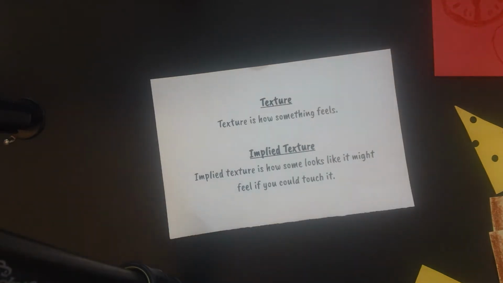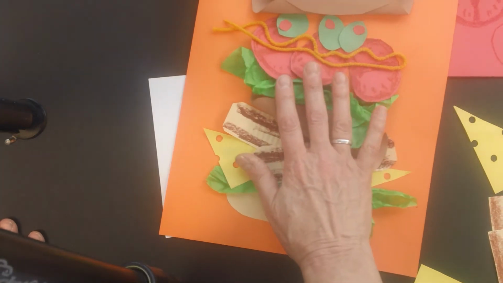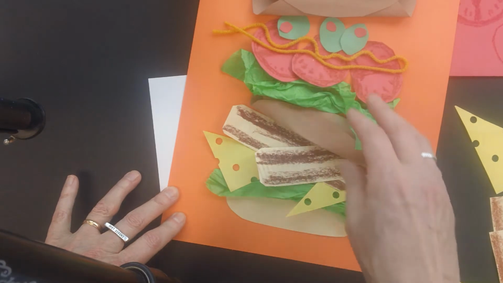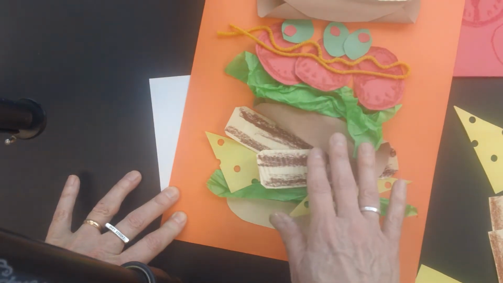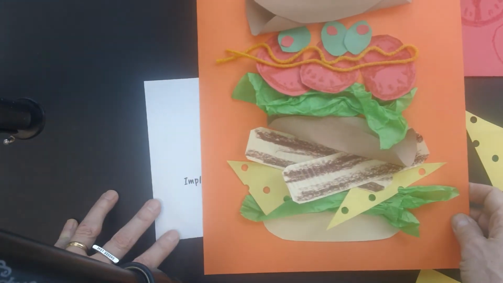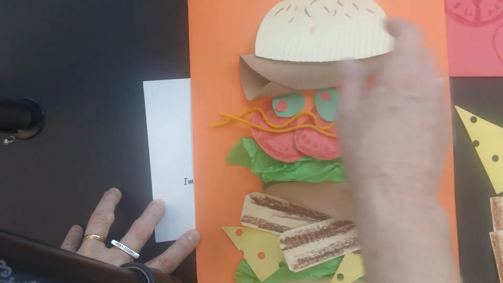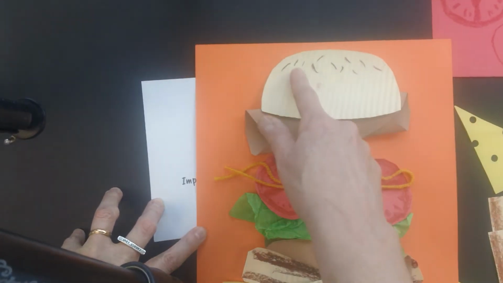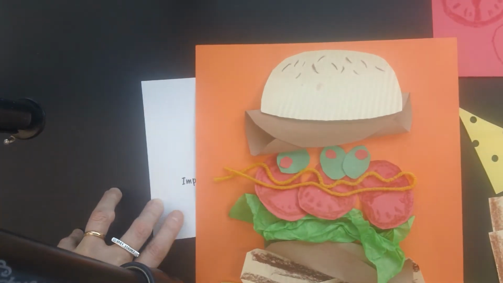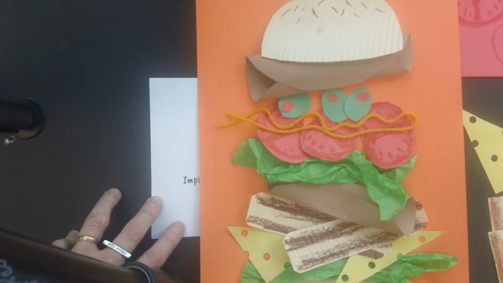But let's go back to my texture sandwich, and you can see that this is texture because if you could touch it, I'm touching it right now, it has different textures. It has some soft and some bumpy and some lumpy kind of a texture to it. Some of my texture sandwich is implied texture. So look at the top of the bun. I just use certain types of lines to imply that those are seeds on top of the bun. So my texture sandwich has both implied and actual texture.